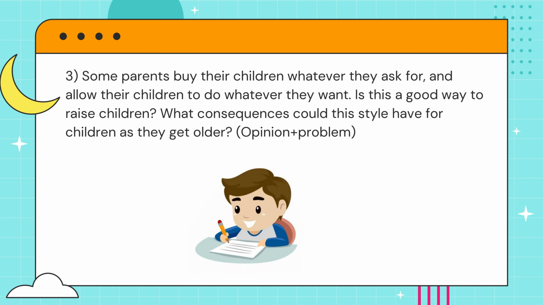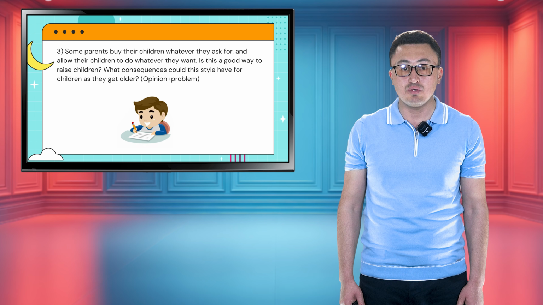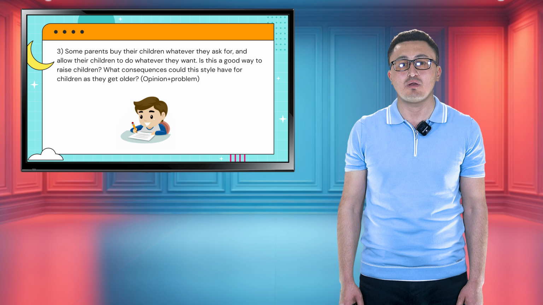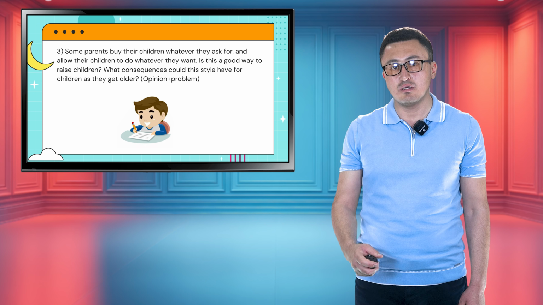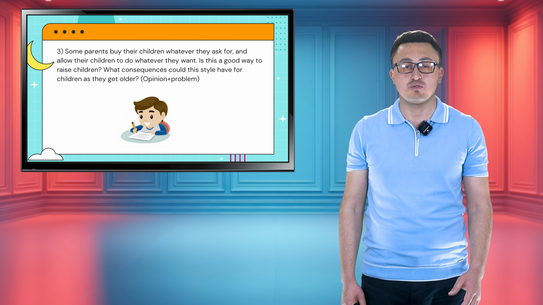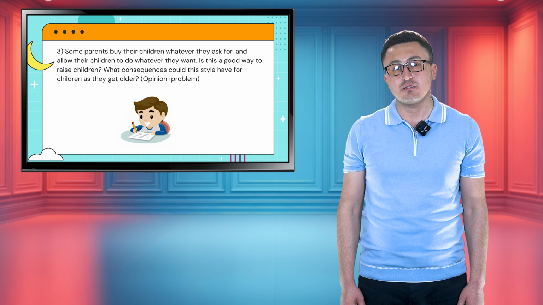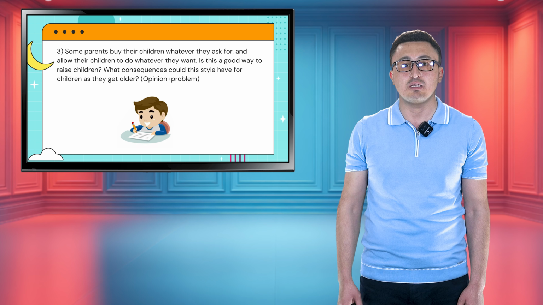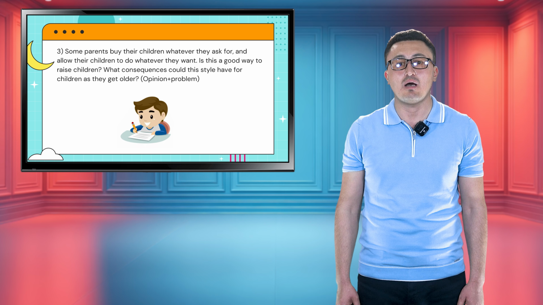Third sample. Some parents buy their children whatever they ask for and allow their children to do whatever they want. Is this a good way to raise children? What consequences could this style have for children as they get older? In this question sample also, first you are given the topic, second two different questions are asked from you, and in both questions your opinion are asked.